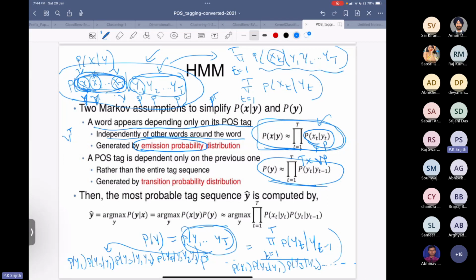So now if you try to infer your y cap for some given x, then you consider it as argmax over y of the product t equal to 1 to T of p of xt given yt into p of yt given yt minus 1. And this somehow captures the dependence among the different tags in predicting your outcome y cap.